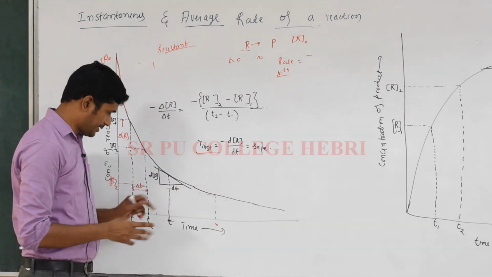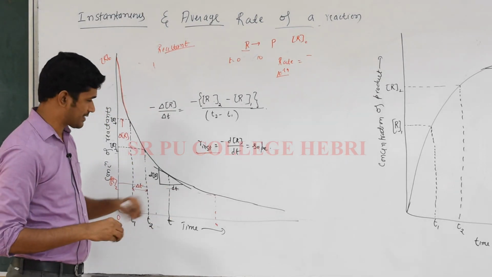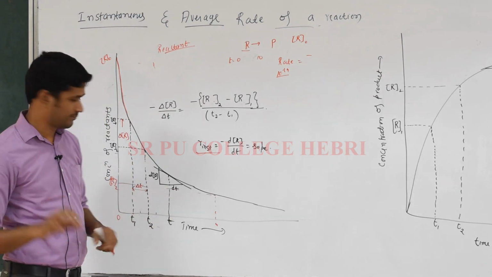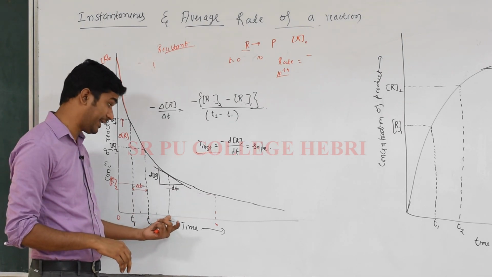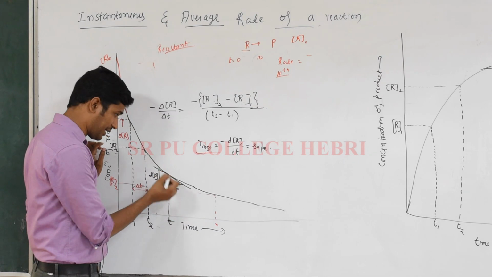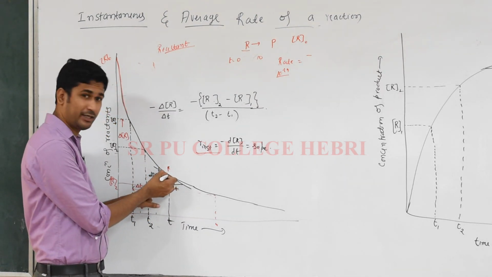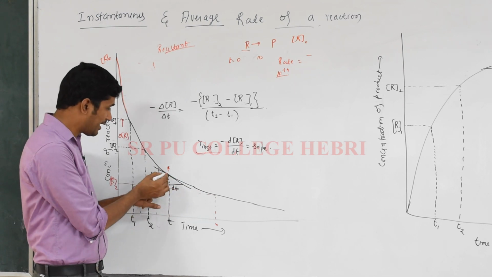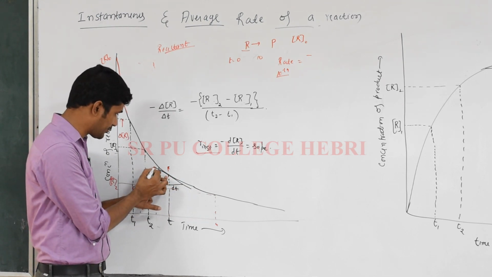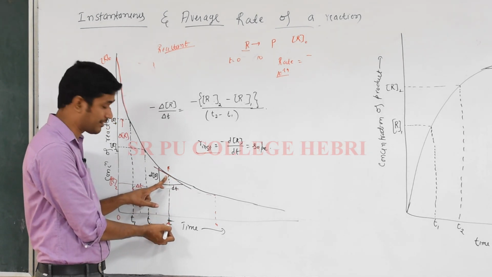The second one is about instantaneous rate. For this purpose, you take time at any point of the x-axis. You can take any point. For example, I have taken t here. Now, the concentration corresponding to this, you can call it r. At this point, concentration is r. Now, you draw a tangent to this curve at this point r, corresponding to the time t.